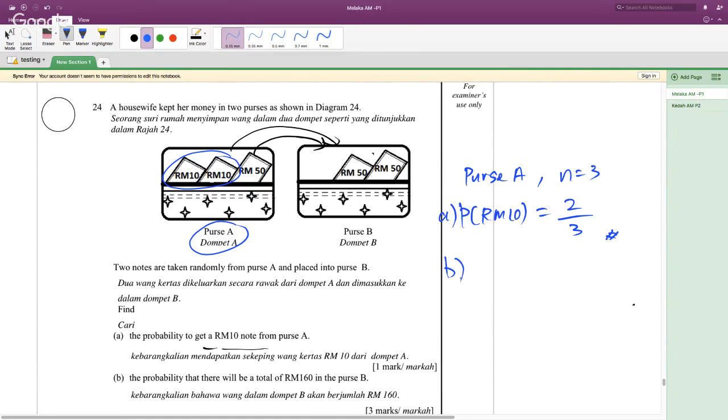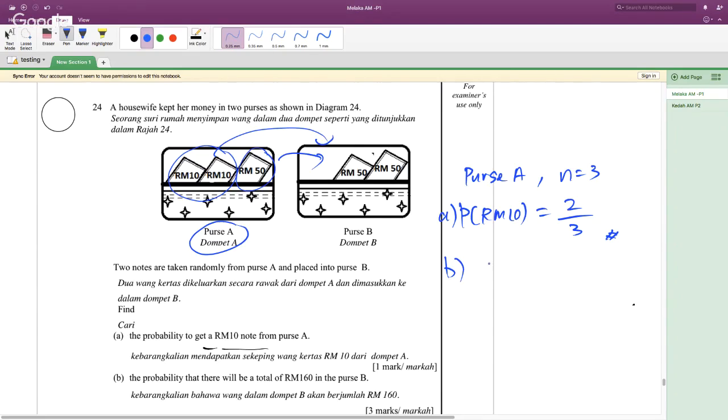All right, for B, the probability that the total will be 160. In order to get the 160 here, first you have to take a 10 ringgit to this side, and then you have to take a 50 ringgit to this side, because here we already have 100. So if you want, I will do it like this.